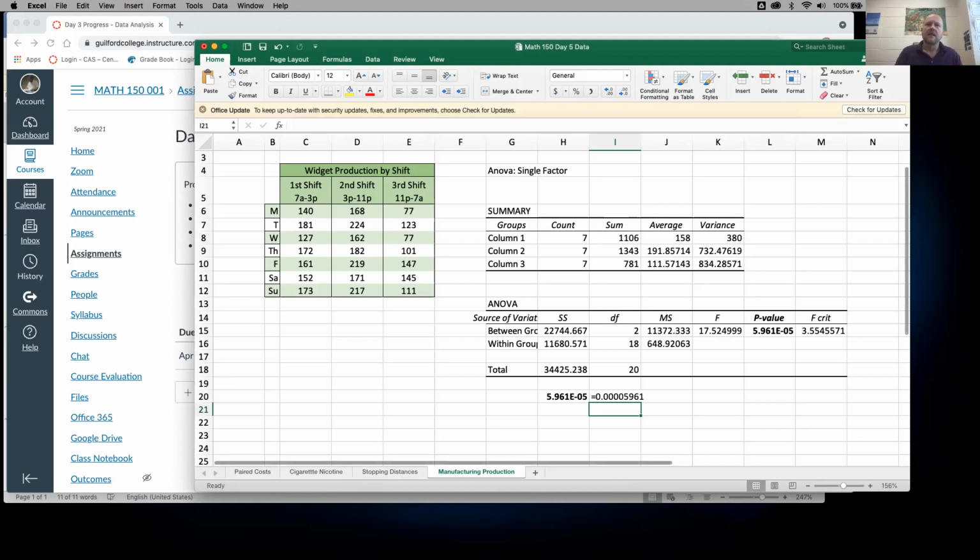Okay. So you would reflect that sort of thing in your progress report. You'd say, here's what my p-value is, whatever you end up getting. And if it's less than 0.05, which it will be, then you've got strong evidence that there's a different average production there. If you look at this, it ends up saying that the third shift has a lower production rate than either of the other two shifts.